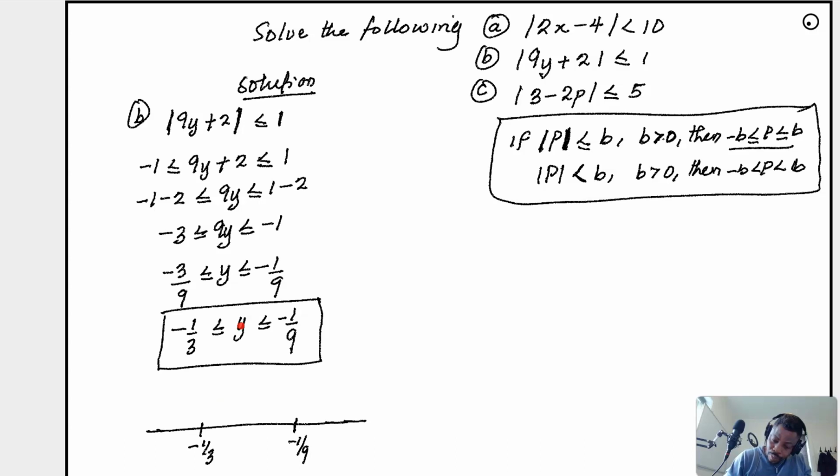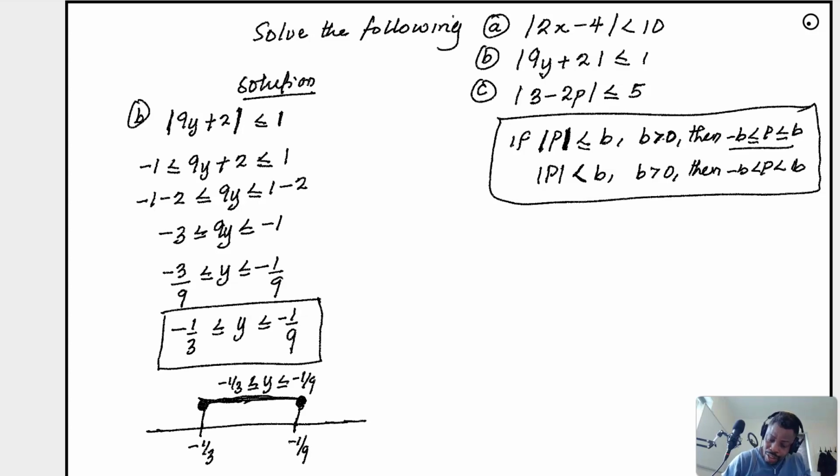So y, this is minus 1 over 3 less or equals to y. That means y is greater than minus 1 over 3. So less or equals, so this is shaded and is greater. It goes this way. Y is less or equals to minus 1 over 9. So this is closed, shaded, and is less. It goes this way. So this is a closed system. So minus 1 over 3 less or equals to y less or equals to minus 1 over 9.